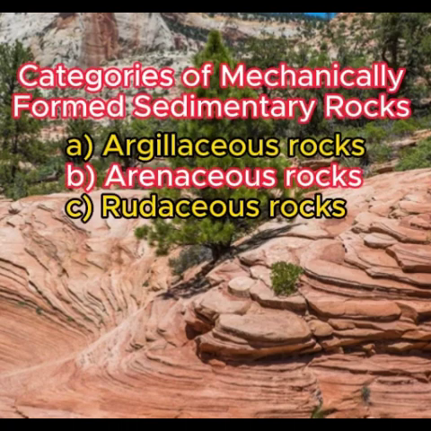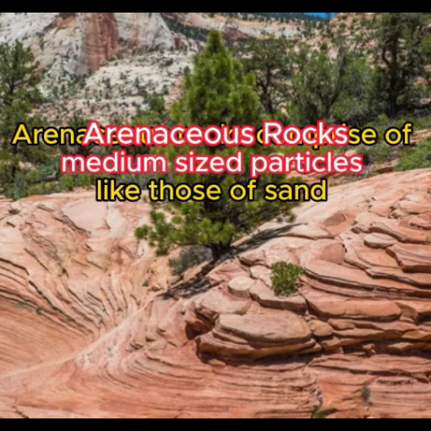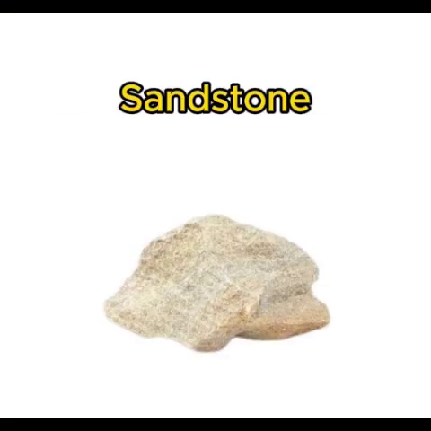The second category of mechanically formed sedimentary rocks is arenaceous rocks, which comprise of medium-sized particles, like those of sand. Examples of arenaceous rocks include sandstone and grit.